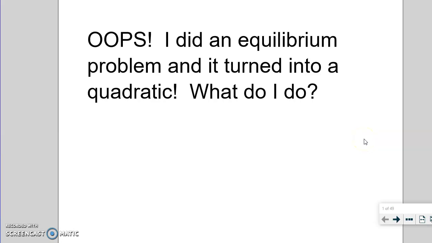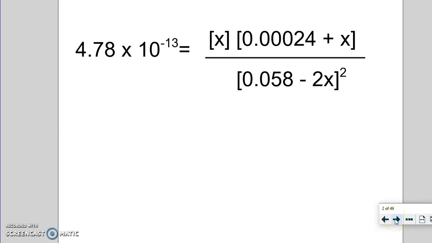What happens if you run into a hard math problem? Oh my goodness, I did an equilibrium problem and it turned into a quadratic. What can I do? Well, there are several options if you find yourself in this situation. Here's an example. We're not going to go into how you would get to this situation.